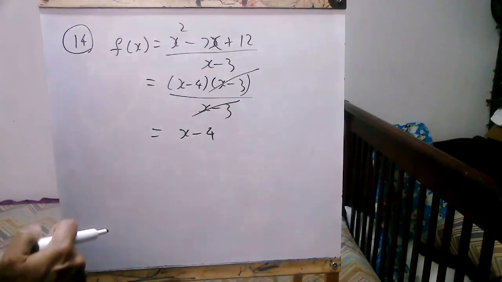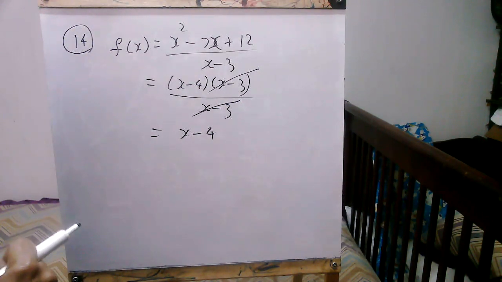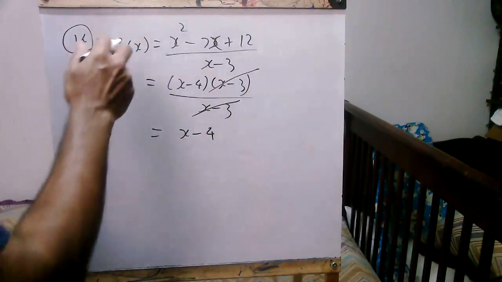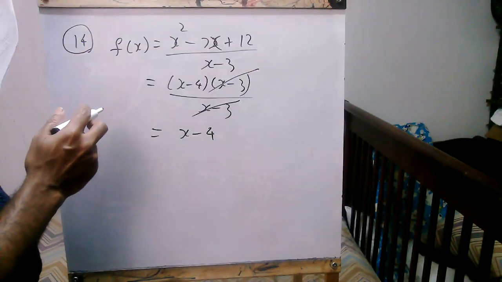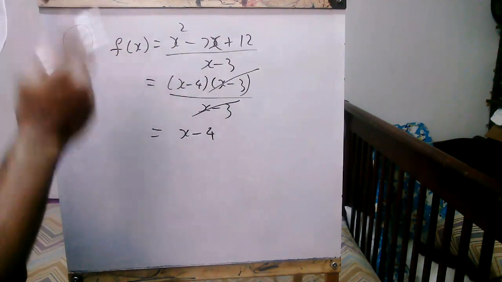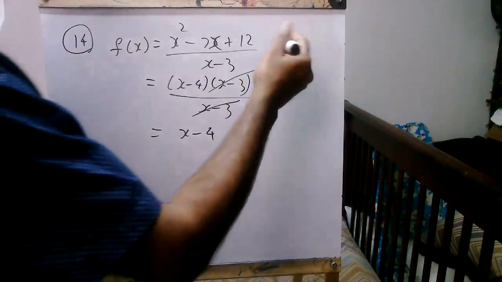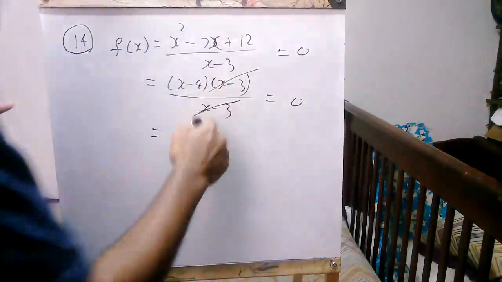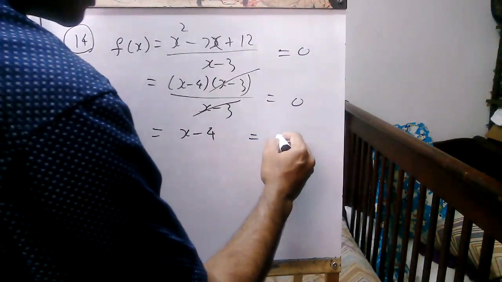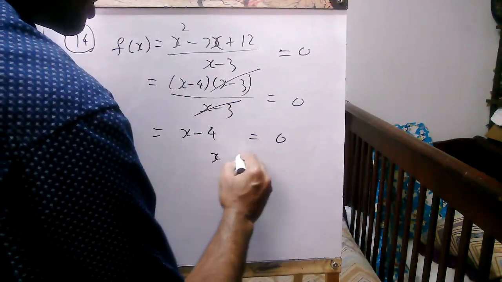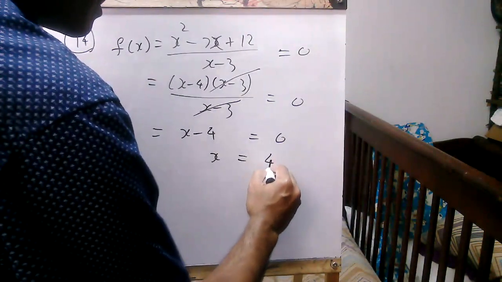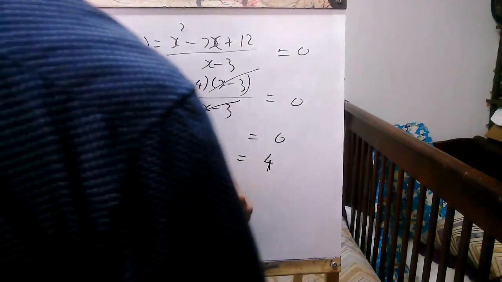Right? It's asking us to find the zeros, x-intercepts. Zeros means where the graph intersects the x-axis. When it's intersecting the x-axis, f of x is 0. We equate this to 0. This cancels with this, then x minus 4 is 0, which means x equal to 4. Right? Now, this is the answer.